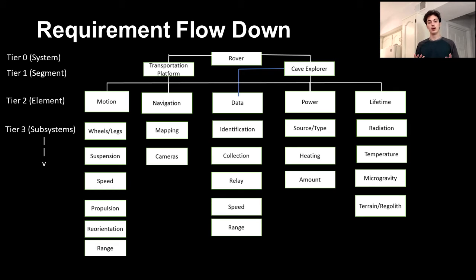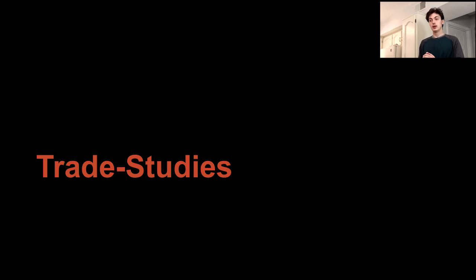You'll notice that some of these subsystems are the same between various elements. This isn't an error. For example, the functional requirements for the speed of the transportation platform are going to be very different from the requirements for the speed of the cave explorer. So, let's move on to the trade studies we've conducted, as not all subsystem decisions are very straightforward.